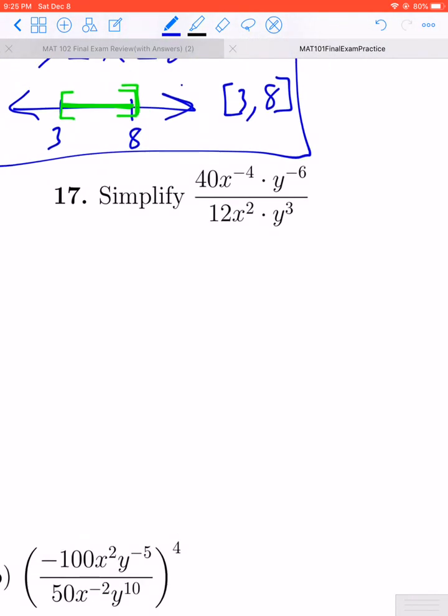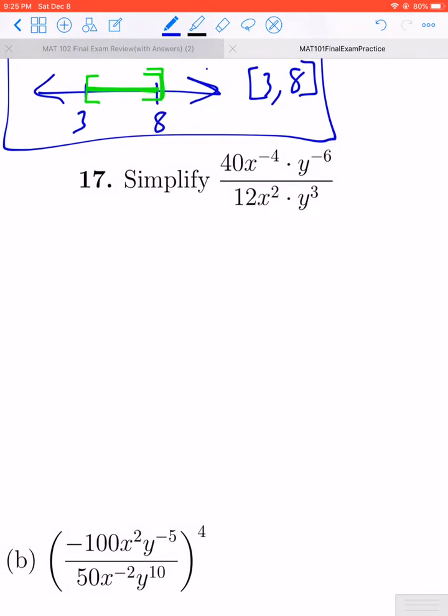Let's take a look at the next one. In question number 17, they ask us to simplify. We have 40x to the negative fourth times y to the negative sixth, all divided by 12x squared times y to the third. Let's kind of work with the coefficients first. If I look at the 40 and 12, I know both of them share a common factor of 4. So I can divide both top and bottom numbers by 4.